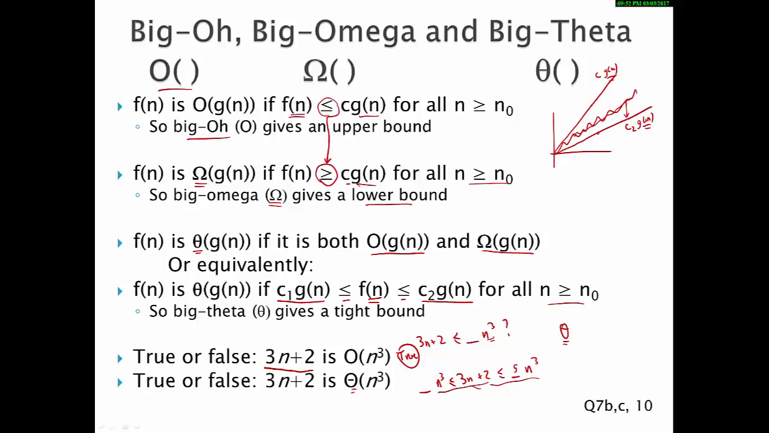But how about this guy? Is there any multiple of n cubed that, when n gets big, is going to be less than or equal to 3n plus 2? No way. This part right here is not true. So 3n plus 2 is not big theta of n cubed. All right, sounds good.